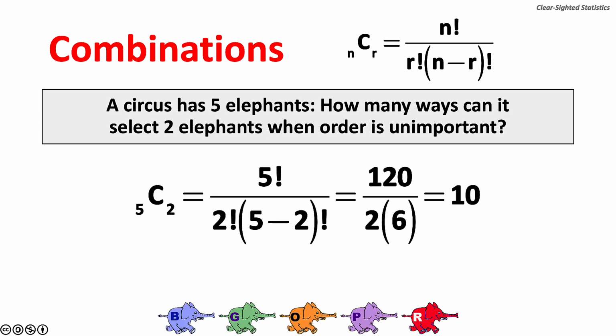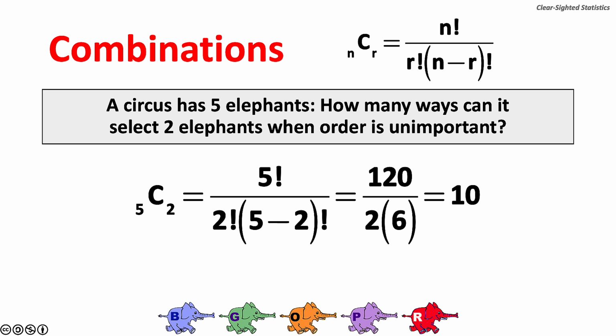A circus has 5 elephants. How many ways can it select 2 elephants when order is unimportant? The combination of 2 things selected from 5 things equals 5 factorial over 2 factorial times 5 minus 2 factorial. 5 factorial equals 120. 2 factorial equals 2. And 5 minus 2 factorial equals 3 factorial, which is 6.